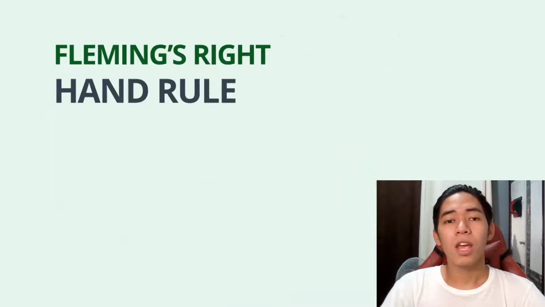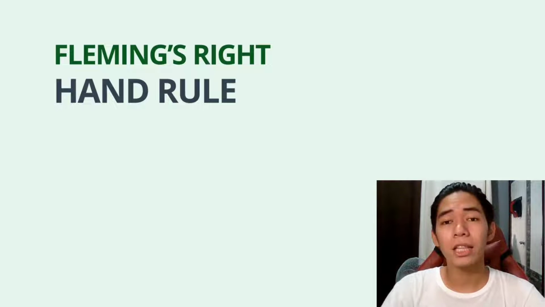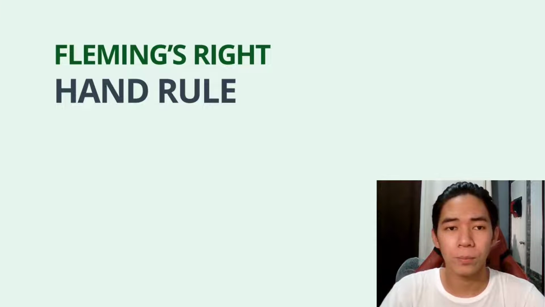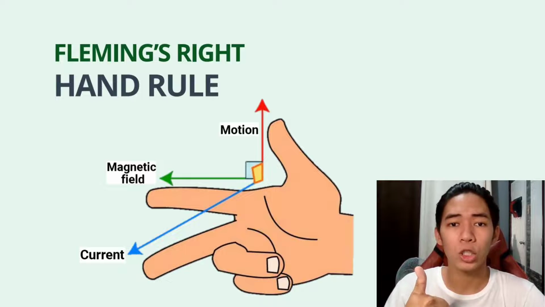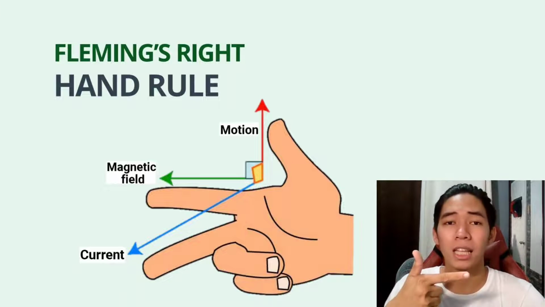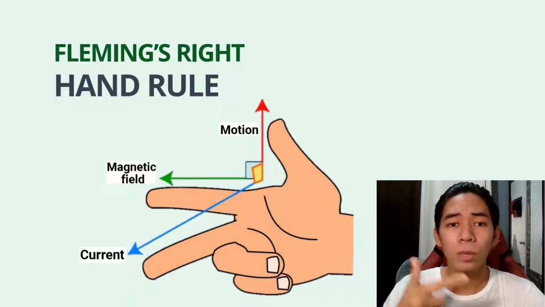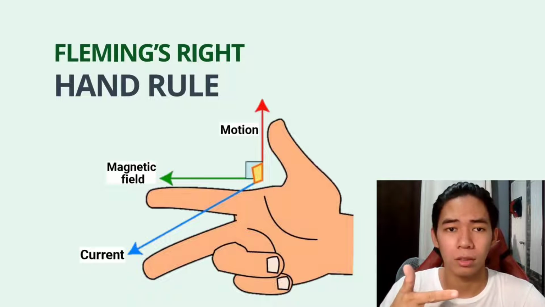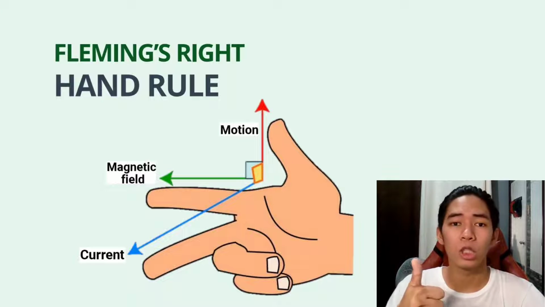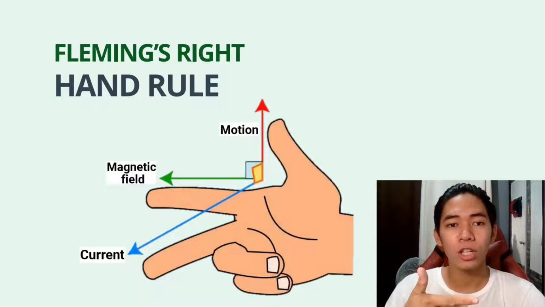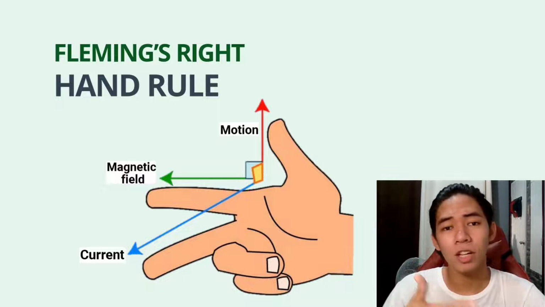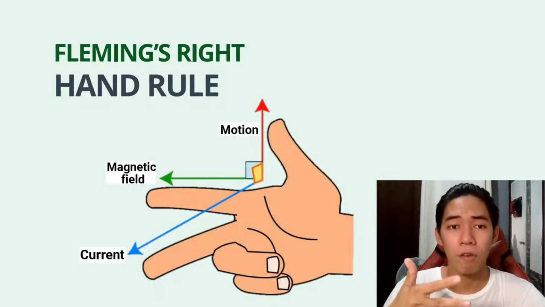And next is the Fleming right-hand rule. Pinapakita nito yung direction ng induced current or generated current. Thumb represents the motion of conductor. Four fingers show the direction of magnetic field. And then, yung middle finger is induced current. Ulitin natin. Thumb represents the motion of conductor. Forefinger shows the direction of magnetic field. And then, yung middle finger natin is yung induced current.